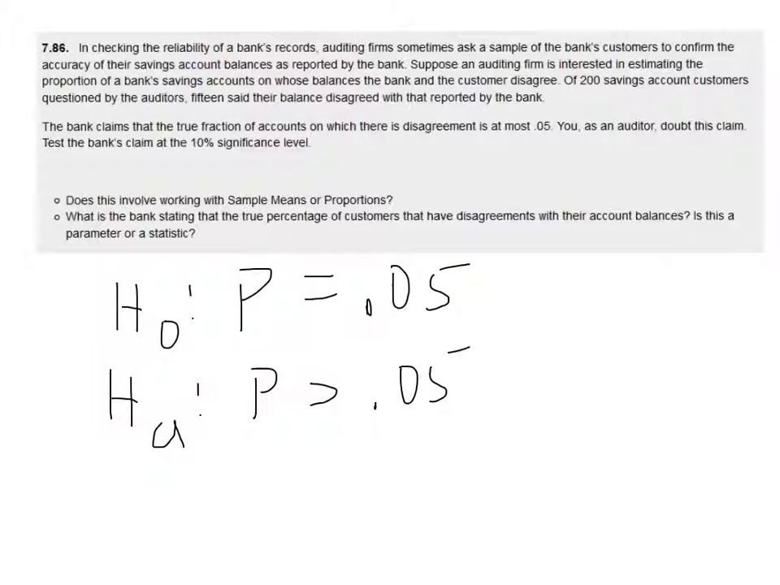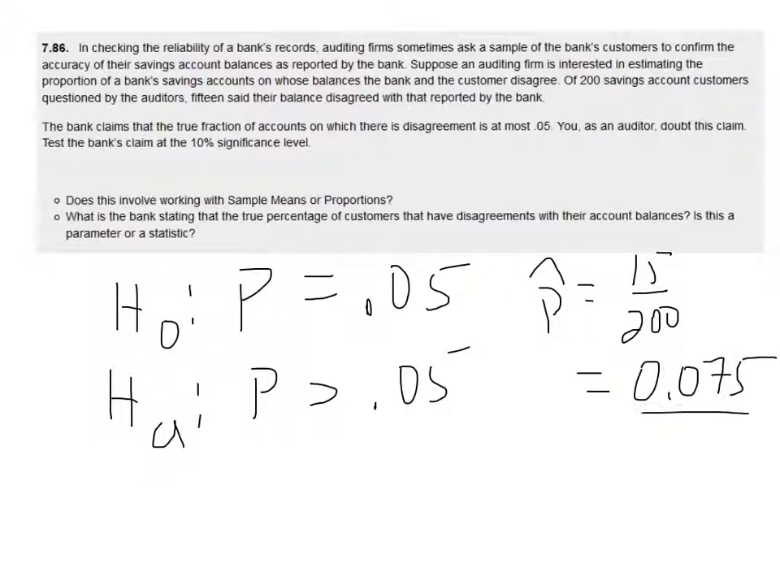So I know p hat, the sample proportion, is 15 out of 200. That works out to be 0.075, or 7.5%. So now the next step in this is to come up with a test statistic. I'll do that in the next page.